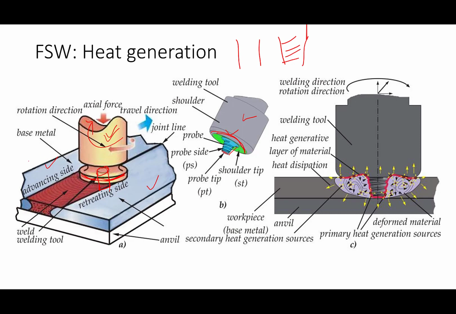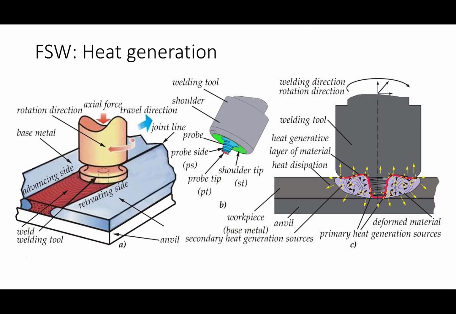So if you see, this is the welding direction, and this is the tool rotational speed direction. The side in which both are the same, that is called the advancing side. And the side in which the welding direction and the direction of rotation are opposite, that side will be termed the retreating side.